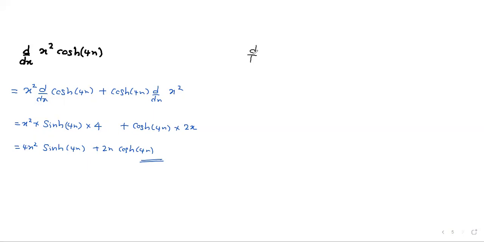Let's see. We want to differentiate this one: sin cubed 4x. That means sin 4x whole thing to the power 3.